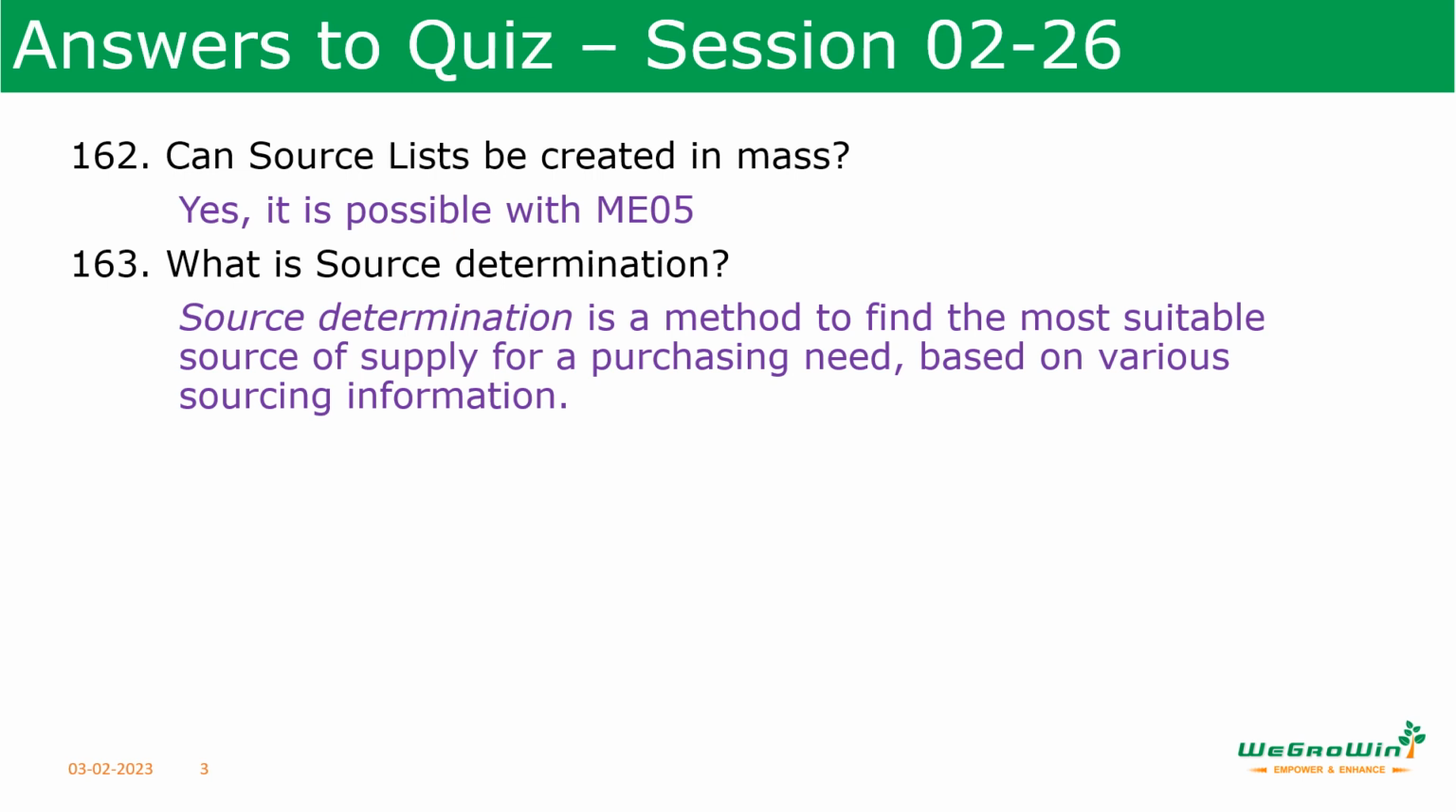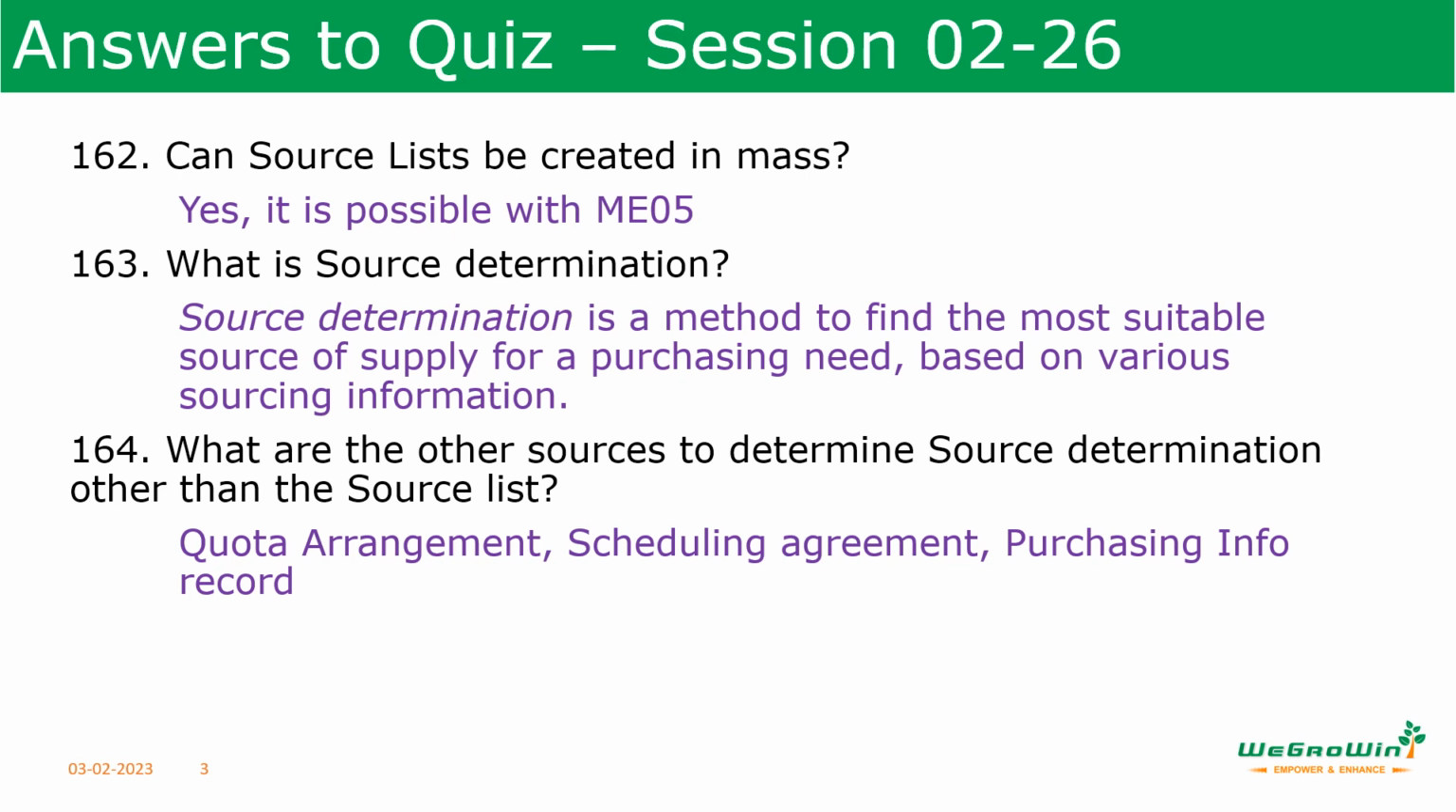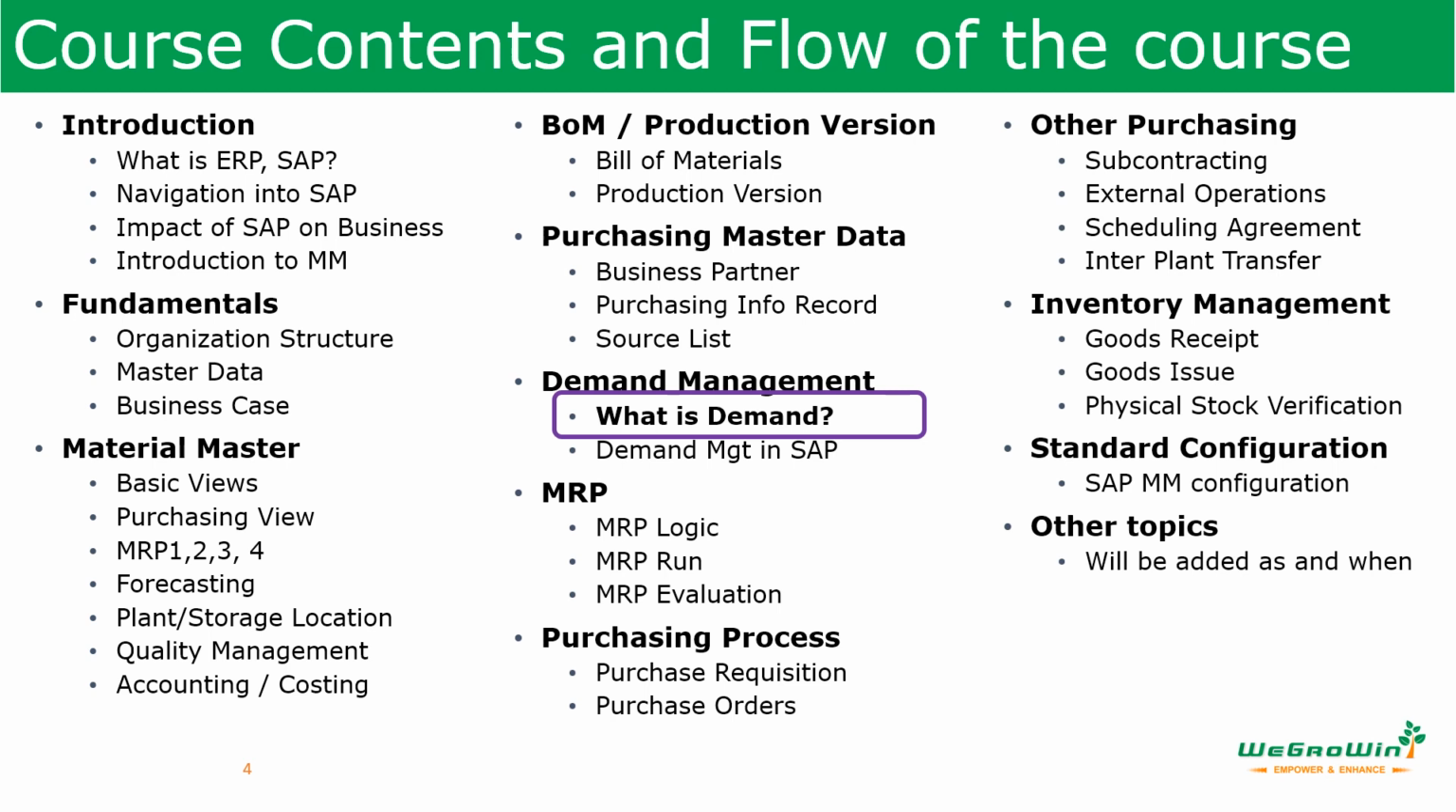So please go through the session we discussed in the last session. What are the other sources to determine source determination other than the source list? For source determination, we are using the source list as the primary. What are the others? They are quota arrangement, scheduling agreement, and purchasing info record. So far we have discussed all master data required for the purchasing process and also related to some of the planning requirements. Now let us start the business process discussions.